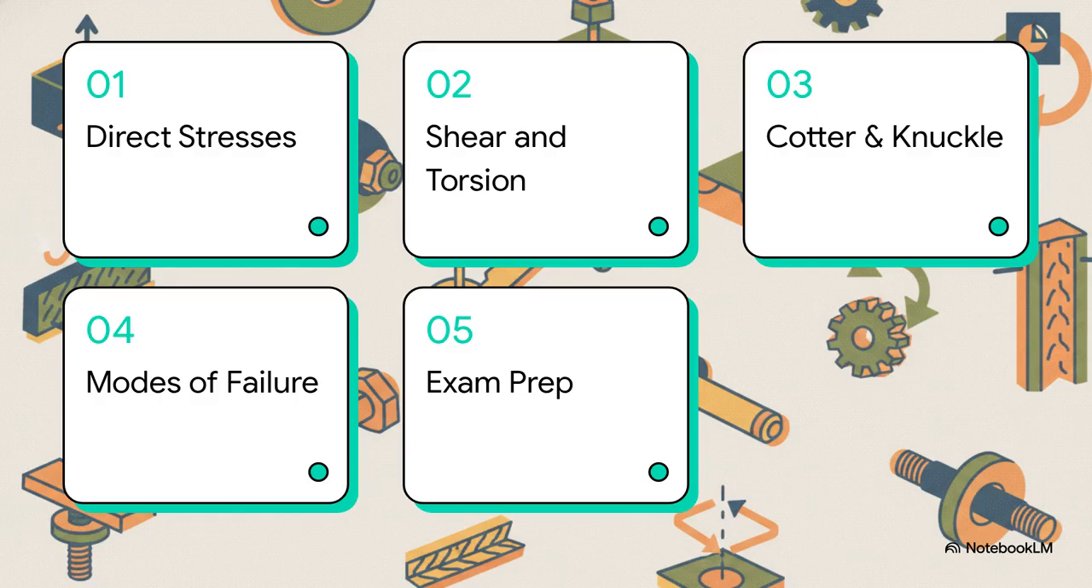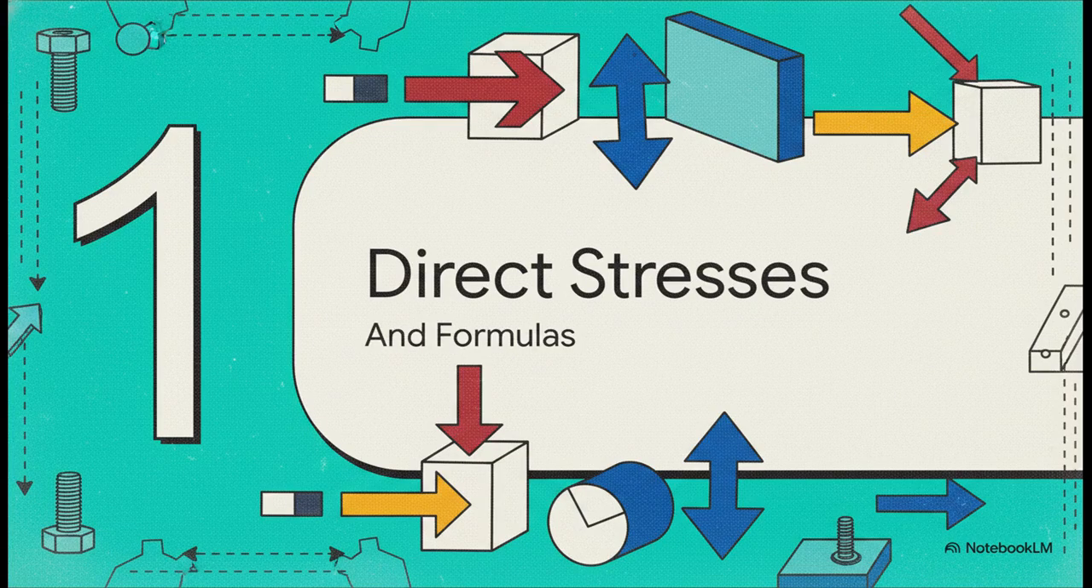Here's our blueprint for today. We've got direct stresses and formulas, exploring shear and torsion, cotter and knuckle joints, understanding modes of failure, and finally, exam prep focusing on problem solving. All right, section 1, direct stresses and formulas. Let's dive right into this.